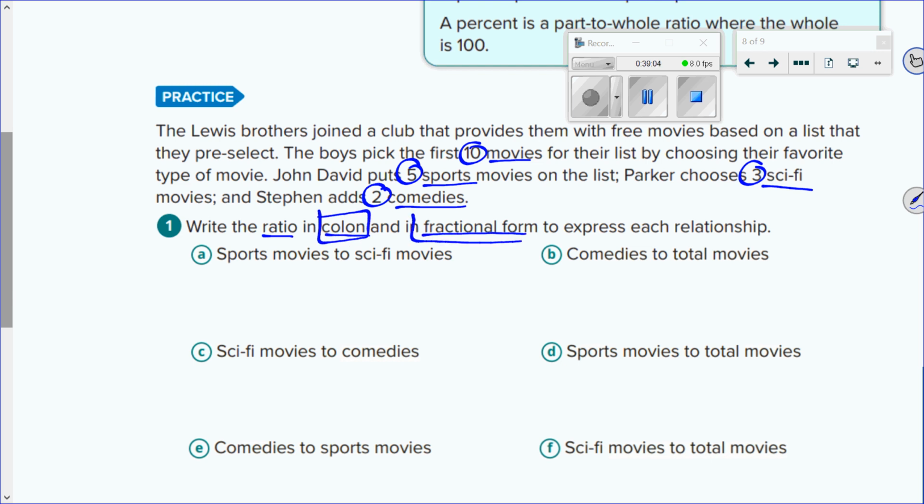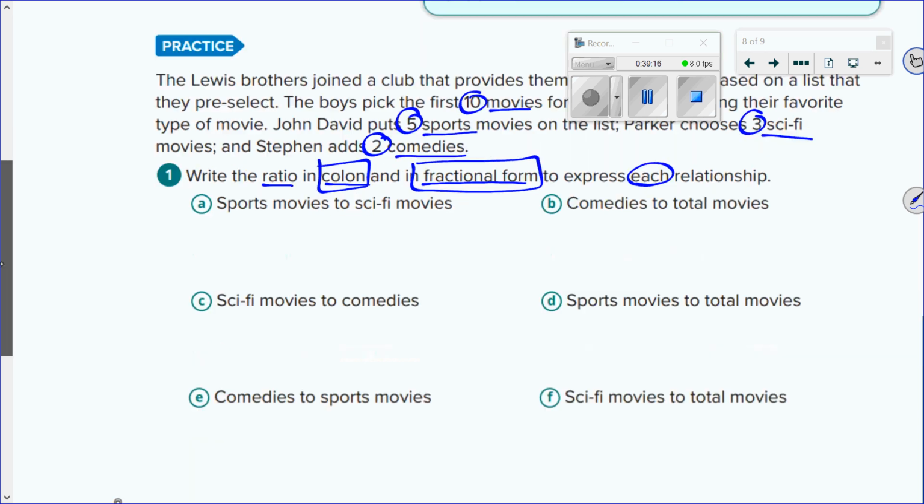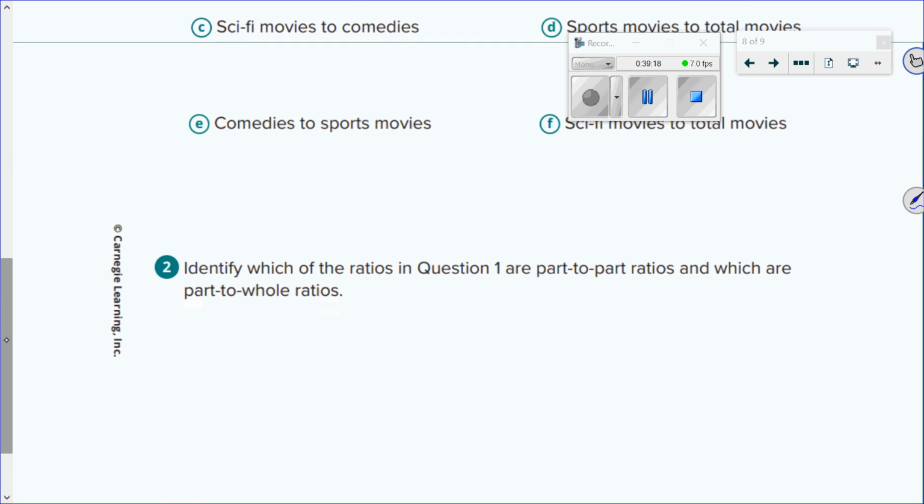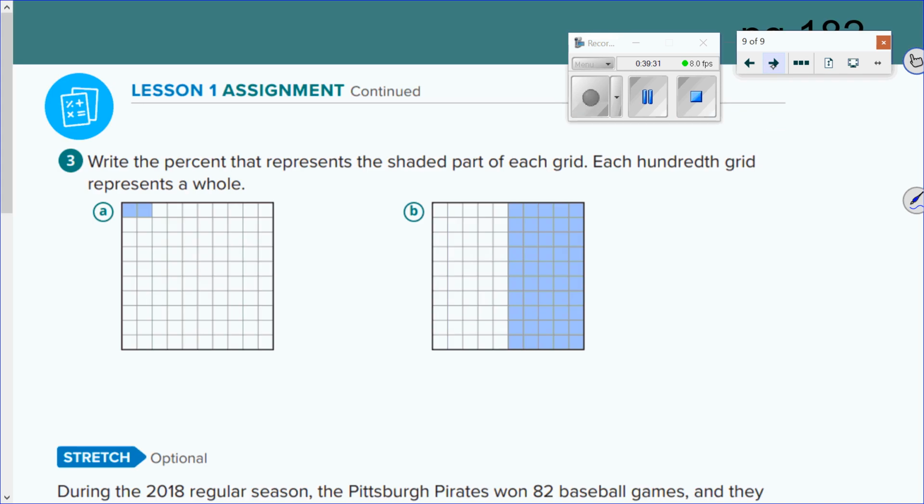So I have to write it in 2 ways to express each relationship. Then they've given me 6 different relationships. I just highlighted all the numbers for you. You should be able to use those. So number 2, identify which of the ratios in question 1 are part to part, which are part to whole. So you just use the letters. Say part to whole, these are the ones. Here's where you need to add a little bit to your directions.